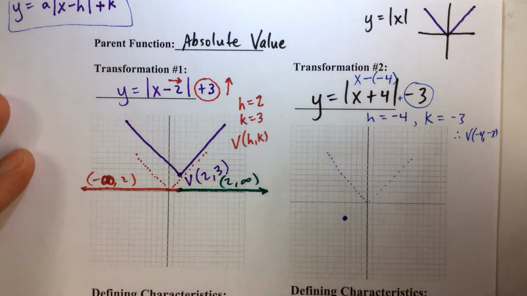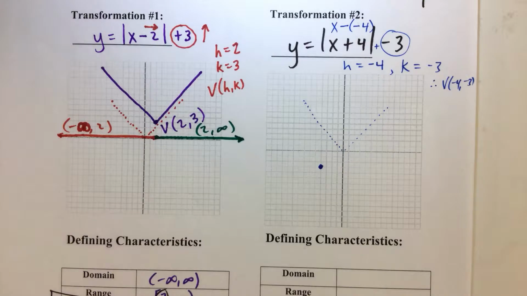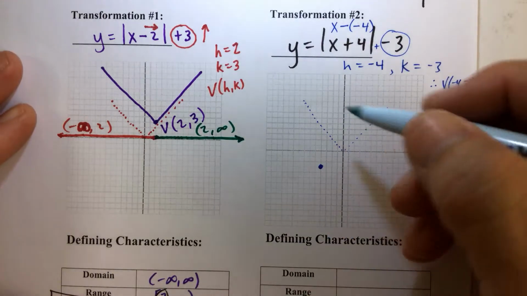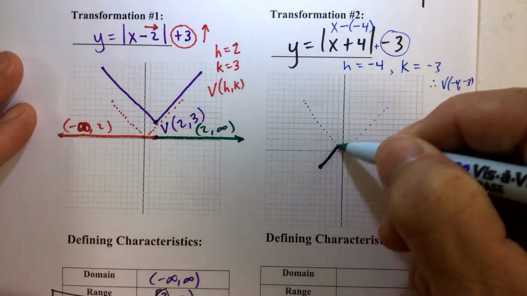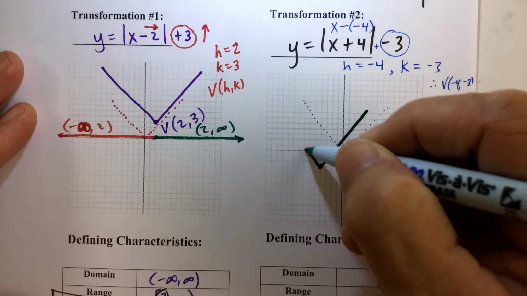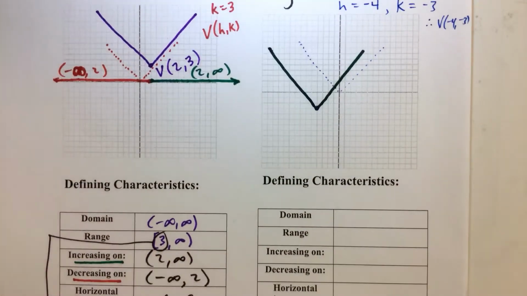Absolute value is always a V, and so if we want to sketch the graph of that transformation, we just move the vertex to the left 4 and down 3, and then we just draw the graph the same exact way. And that's it. So that's how you draw the graph. And then what we talked about is the domain and range.